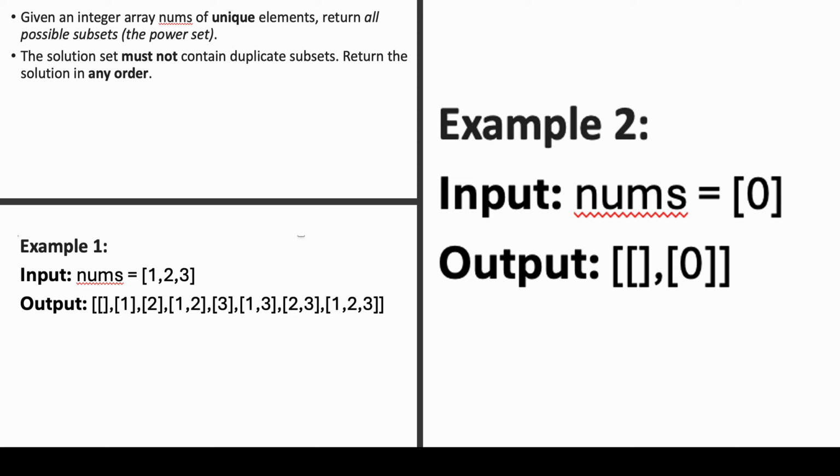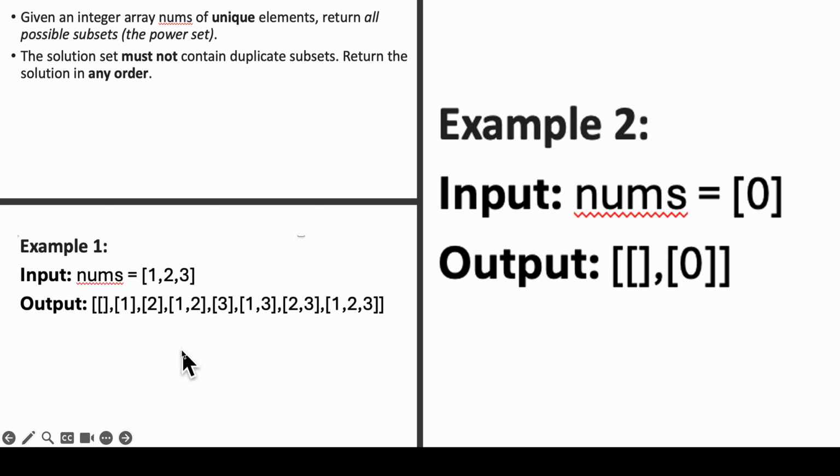So we are given a list of unique integers and need to find all possible subsets, the power set. The order of subsets does not matter, but there should be no duplicate subsets. So key questions here. Are the numbers distinct? Yes. Is the order of subsets important? No. We can return them in any order. Should we include the empty set? Yes. The power set always includes the empty set.